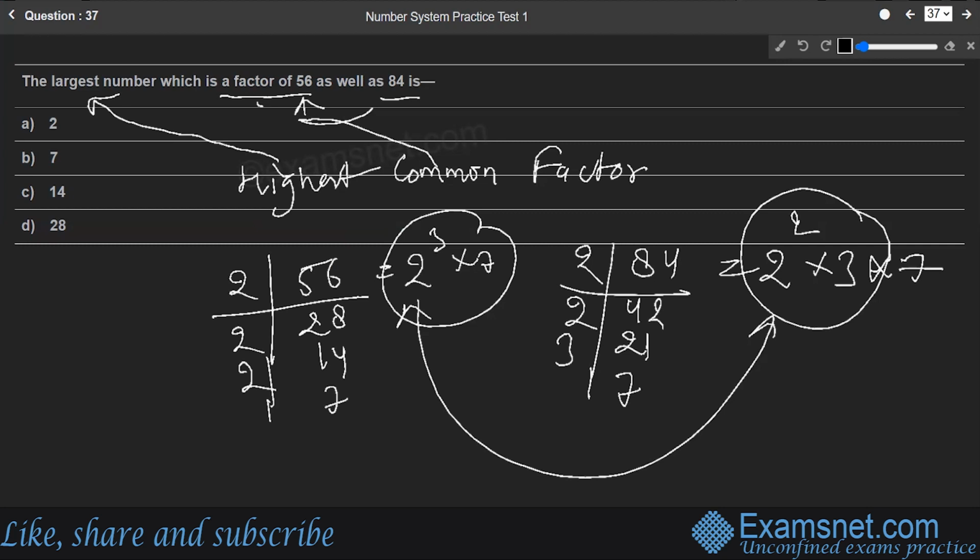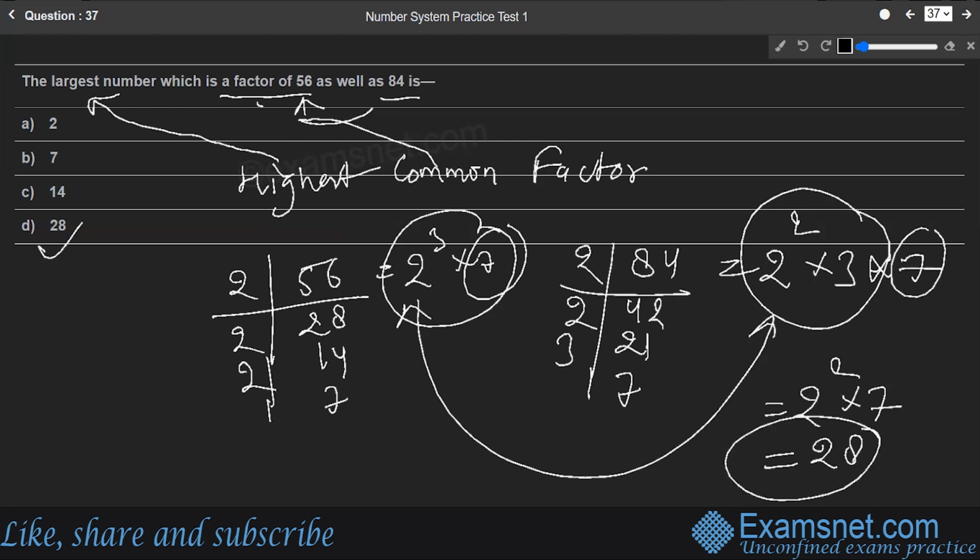So the highest common factor is 2 square, and a 7 is also available. So the HCF is 2 square into 7. That is nothing but 28. So that is the highest common factor and is our answer also.